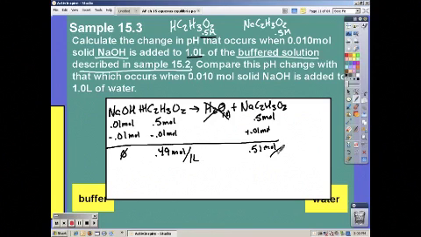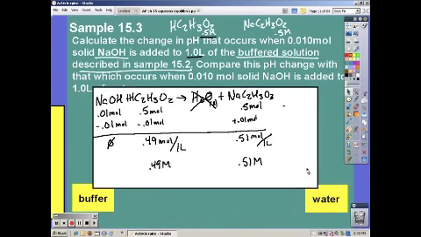You've got to convert it back to liter, or back to molarity. Even though it's 1 liter, going to get in the habit of plugging it in. So it's 0.49 molarity and 0.51. Look and see what you have. We have acetic acid and sodium acetate. Together, those make a buffer.